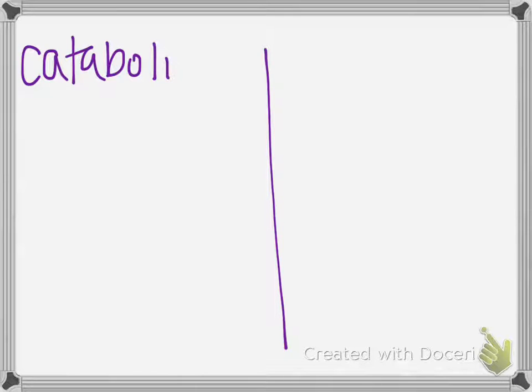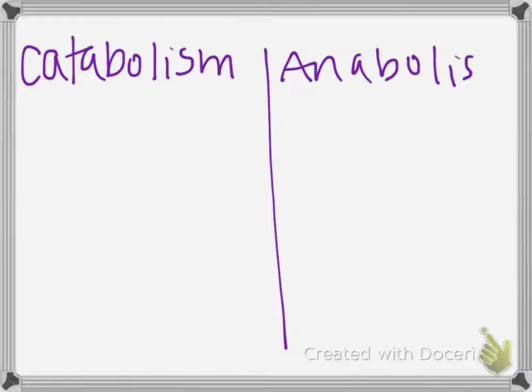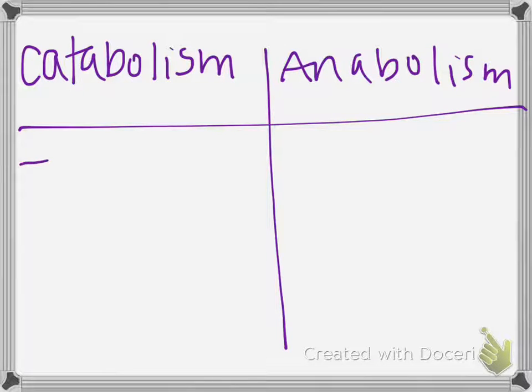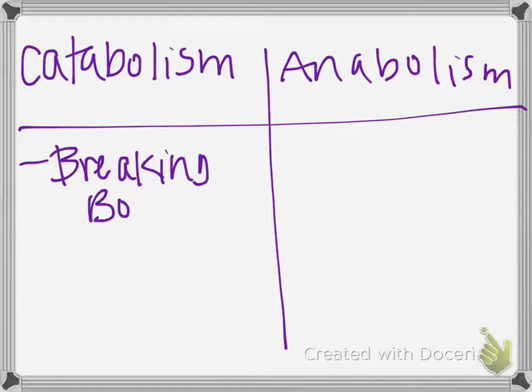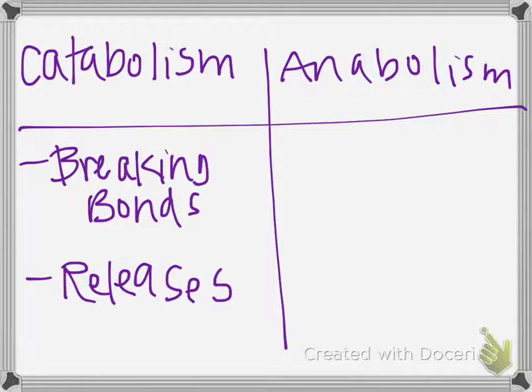Okay, so let's look at this for a second. What's it called when you break a carb? Catabolism. I'm horrible at writing on this thing. Okay, what's it called when you build a carb? You don't build carbs. When you build DNA. Good. Y'all are so smart. Okay? So catabolism, we said, is breaking bonds. And it does what with energy? Releases energy.